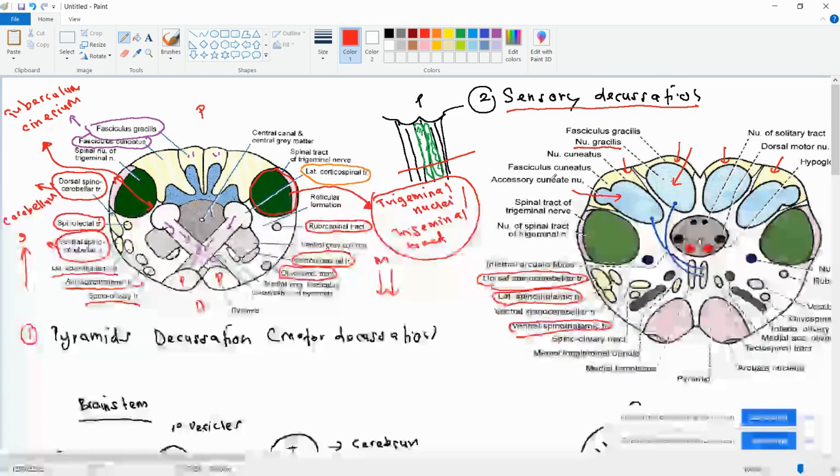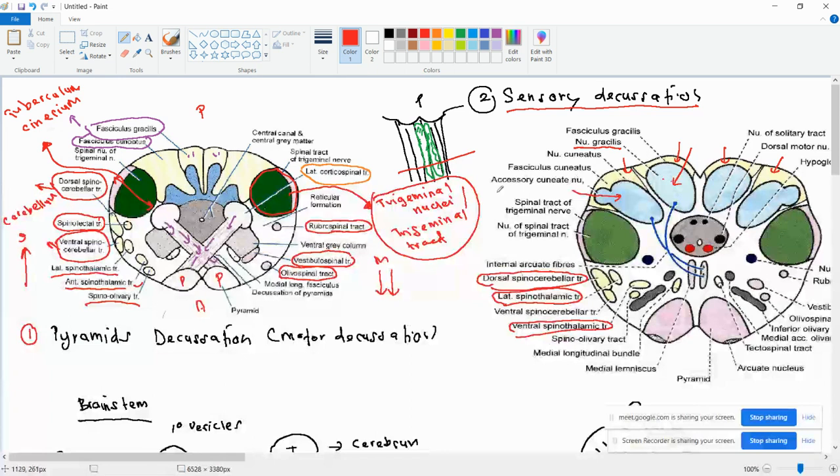Just ignore the accessory nuclei. Just remember, these nuclei are called the gracilis and cuneatus nuclei. Understood, class? These are the differences. At the pyramid decussation, you don't have these nuclei. See? You don't have these prominent nuclei. But at the sensory decussation, at the level of the mid sections of the medulla oblongata, you can see these nuclei clearly, the cuneatus nuclei and also the gracilis nuclei.